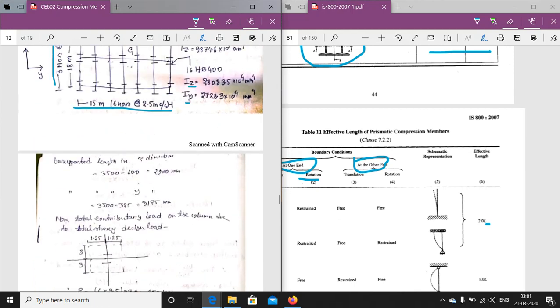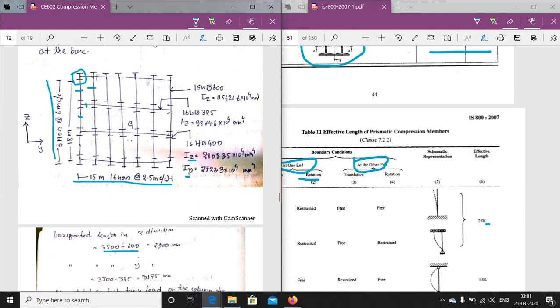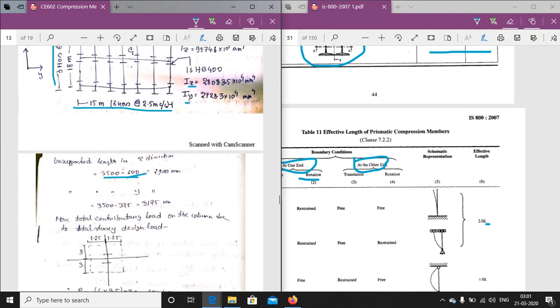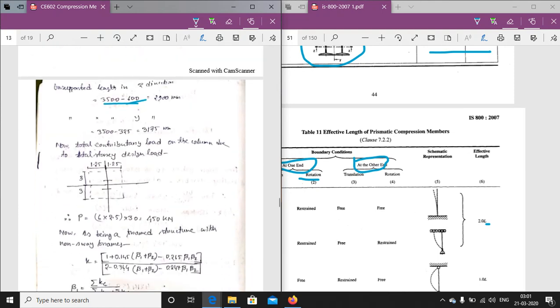3500 total length minus 600, because in the Z direction, this is the Z direction, the beams are ISWB 600, so minus 600. In the Y direction the beams are ISLB 325, so subtracting 325, we get the two values of the unsupported length.